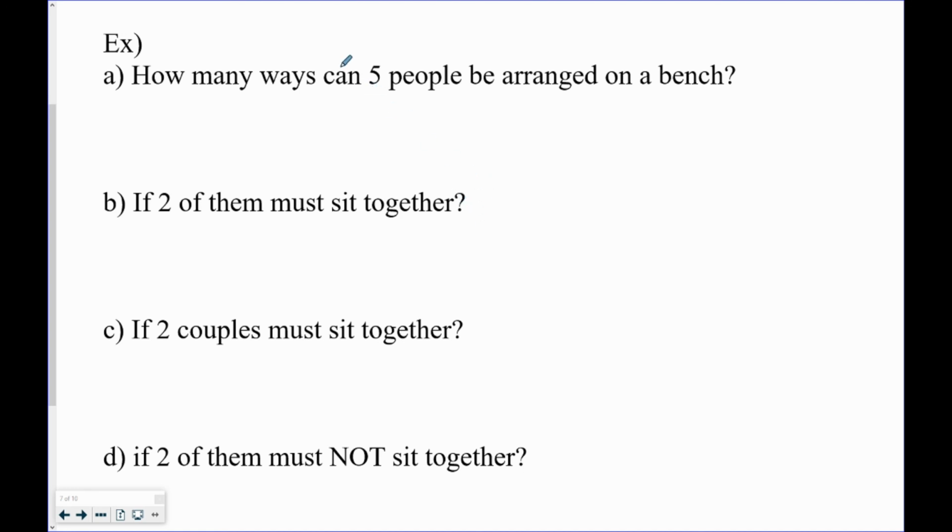How many ways can 5 people be arranged on a bench? Well, again, I like to write it out. So 1, 2, 3, 4, 5. So here's my first person. There's 5 to pick from. And then 4, and then 3, and then 2, and then 1. So it's basically 5 factorial. So there's 120 ways.